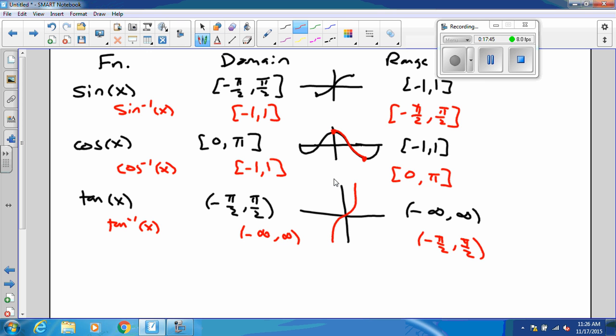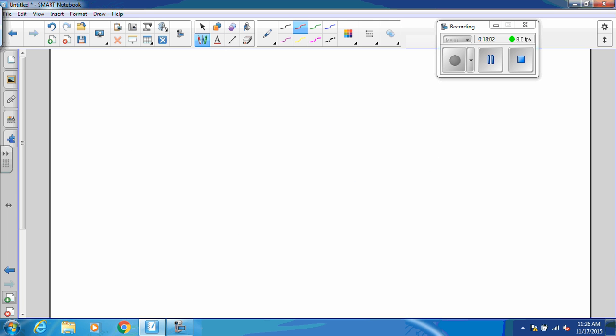What I'd like to do at this point, rather than go through all the other three, is to talk about the graphs now of each of our inverse trig functions and see how we can come up with the graphs. May I go on? You good? Okay. The graphs of our inverse trig functions.